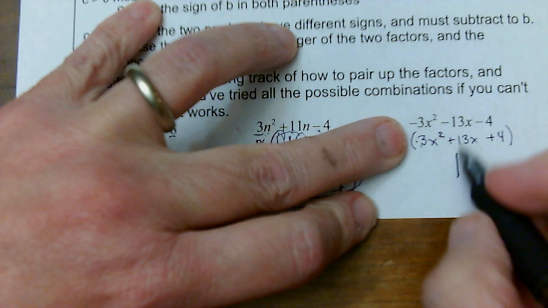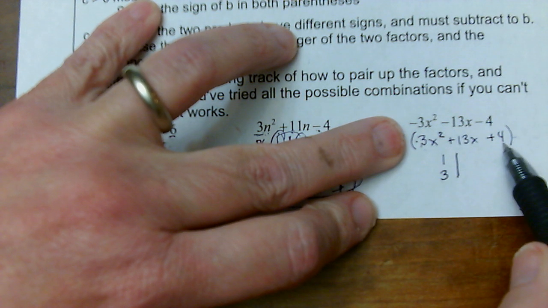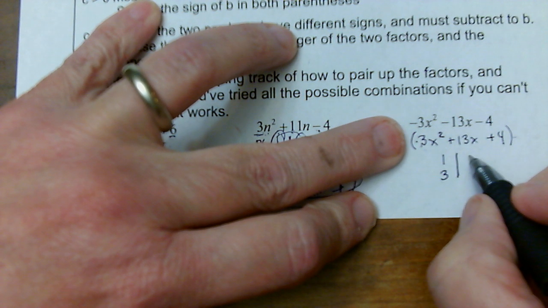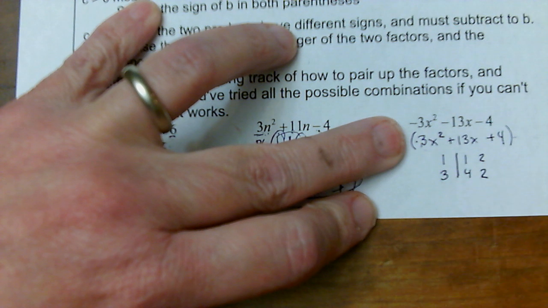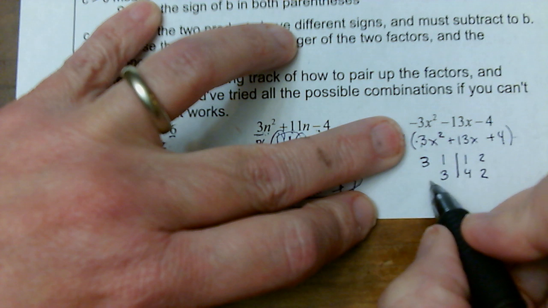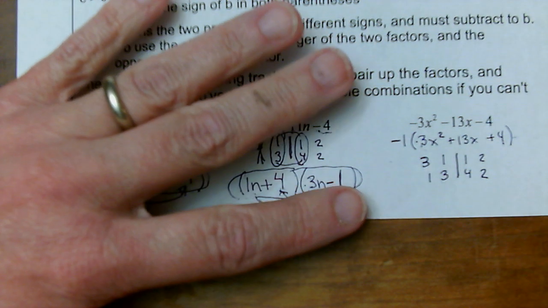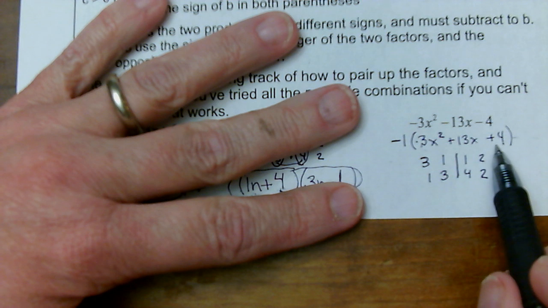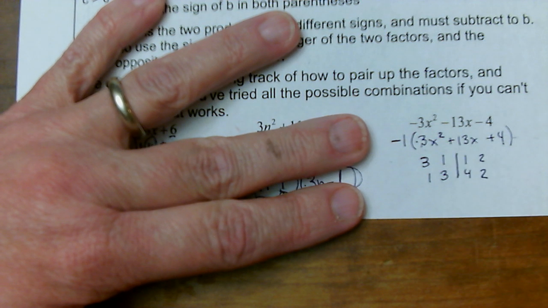So the factors of 3 go on the left, that's 1 and 3. The factors of 4 go on the right, that's 1 and 4, or 2 and 2. We need both orders on one side so that we get every possible combination, even if we had to switch them. And we're looking for the products that add up to 13.